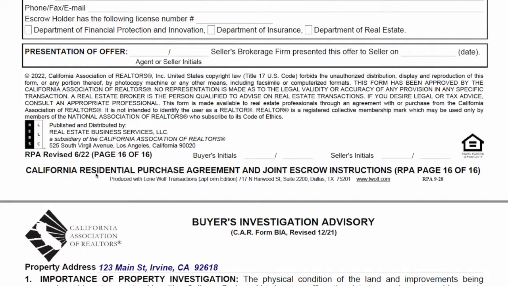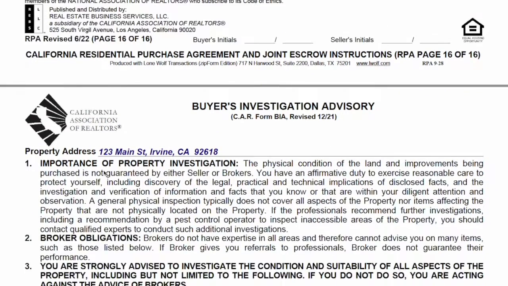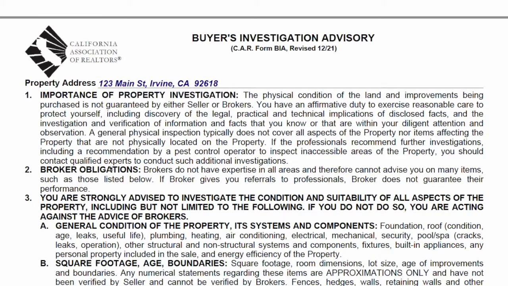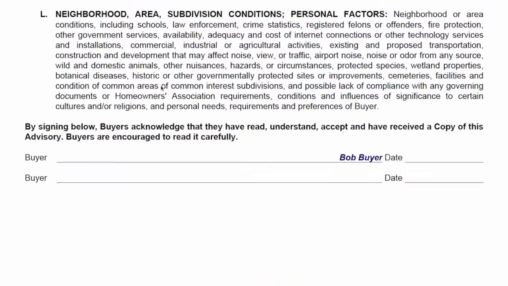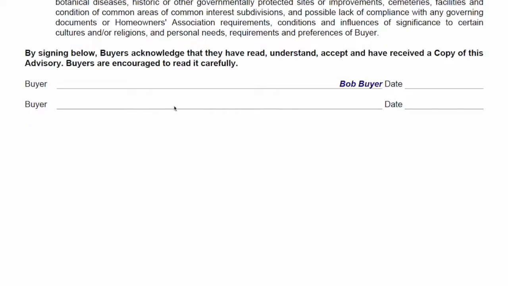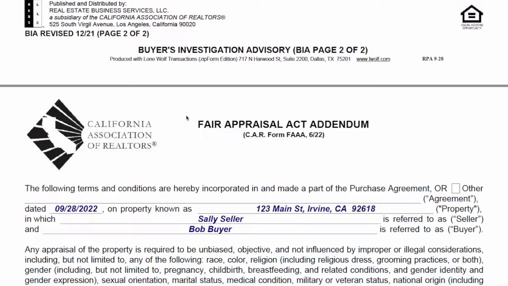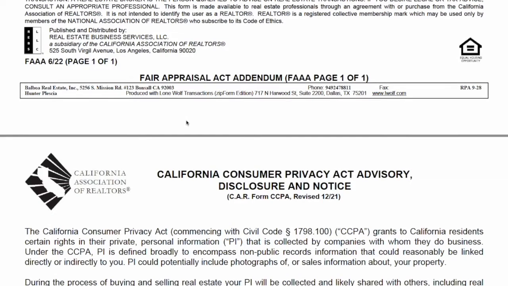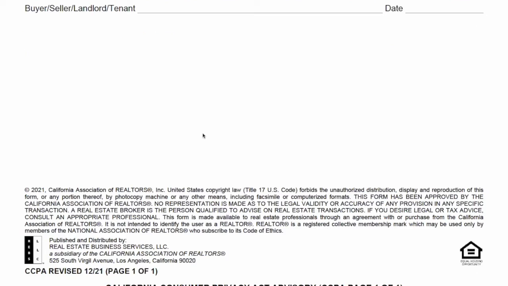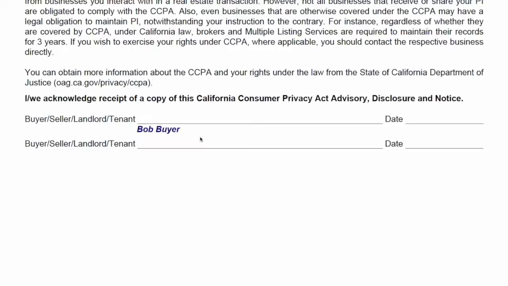Now, just when you thought we were done with disclosures and advisories, ta-da, we have more at the end of the agreement. Buyer's investigation advisory, 2-page form. Buyer's going to sign, but wait, there's more. Fair Appraisal Act addendum. Buyer's going to sign. California Consumer Privacy Act advisory. Buyer's going to sign, and we are done.